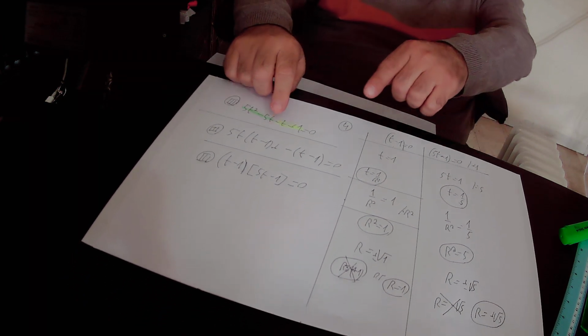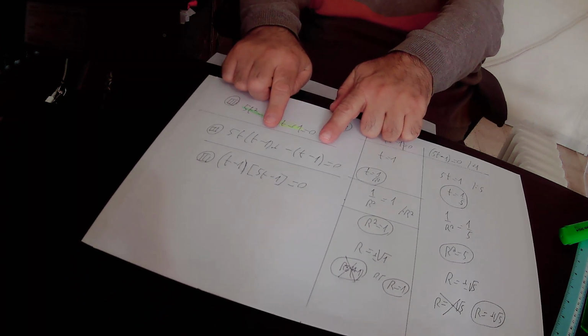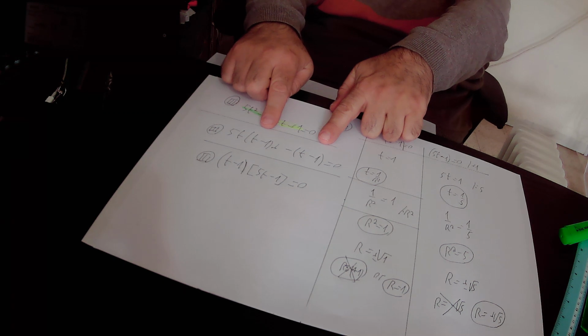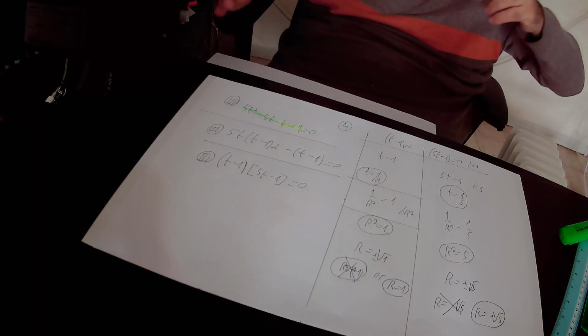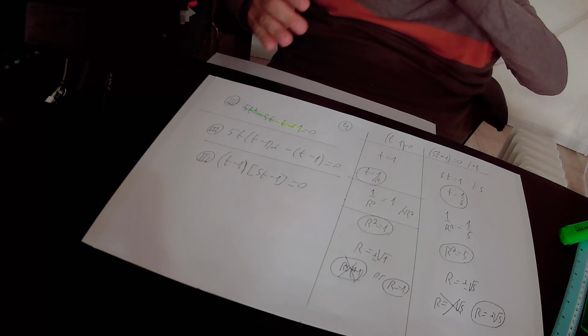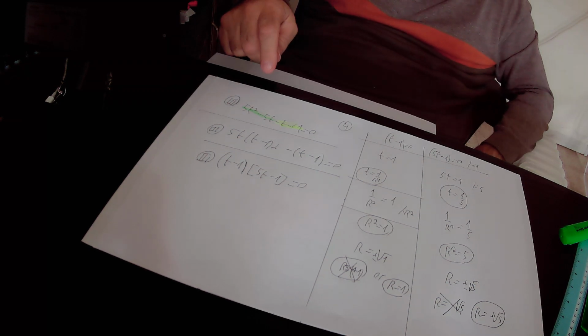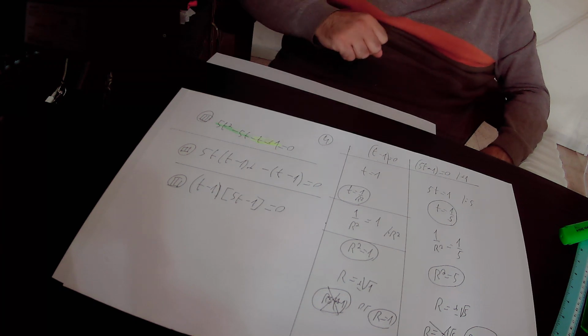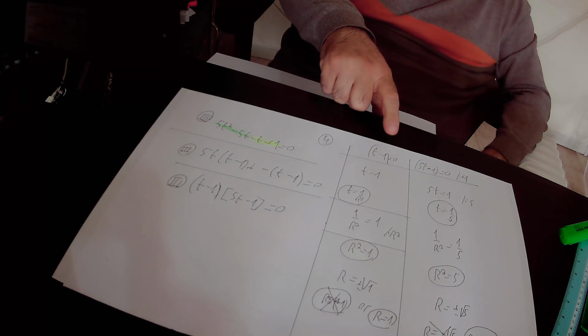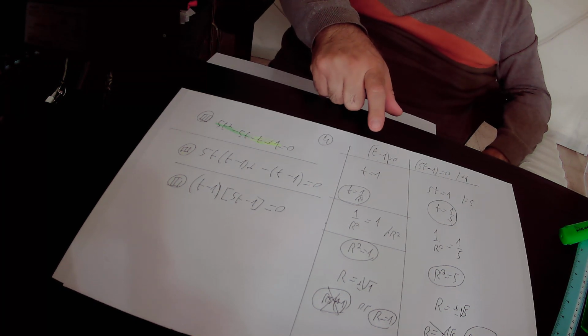Then we took out t minus 1 as a common factor from those two expressions. So inside the brackets we left with 5t minus 1 equals to 0. So here we have two solutions that are possible for the value of t. Either t minus 1 equals to 0 or 5t minus 1 equals to 0. So if t minus 1 equals to 0, it means that t equals to 1.